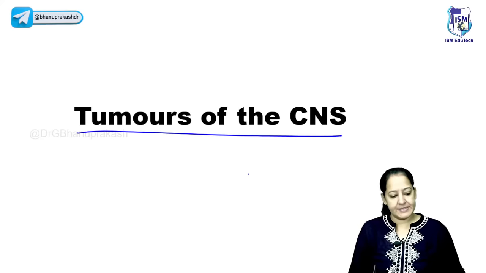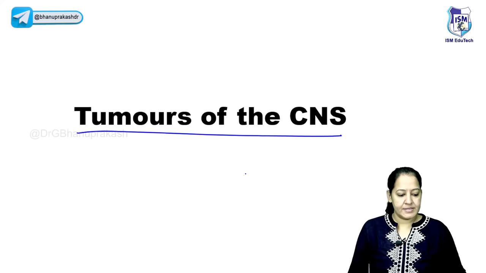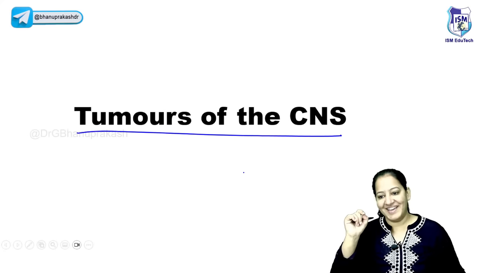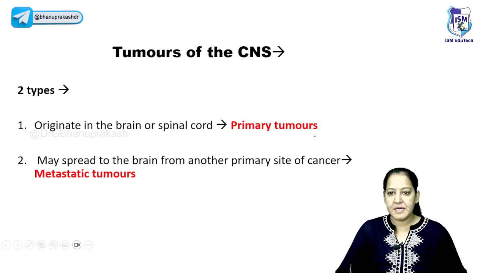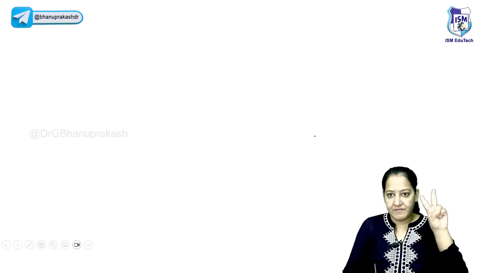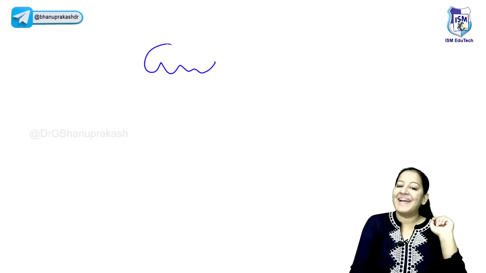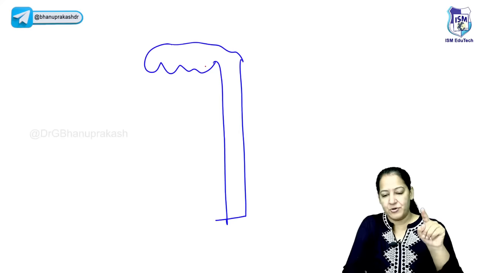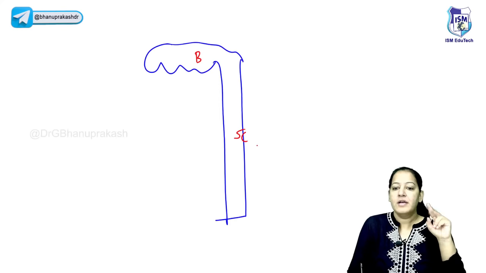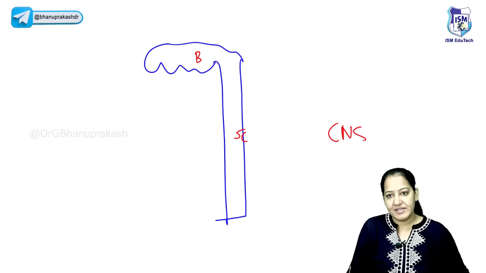Tumors of the CNS. So I am starting the tumors of the CNS now. Central nervous system. Can I start the tumors of the central nervous system? In the central nervous system, we have 2 things: the brain and the spinal cord. This is the brain. This is the spinal cord. You can see I'm drawing the brain and the spinal cord. These 2 things constitute the central nervous system.